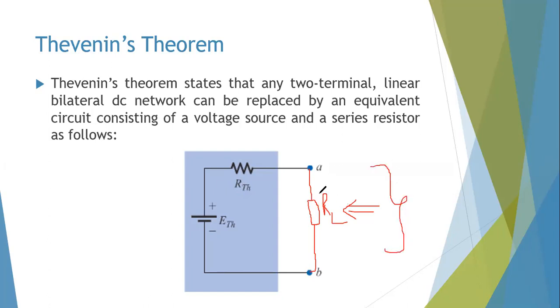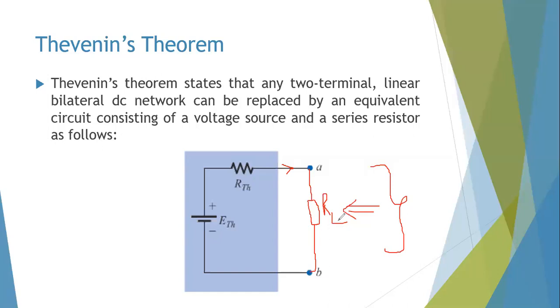If you want to find the voltage drop across RL, it's simply a voltage divider: RL over RL plus RTH times ETH. If you wanted to find what current actually flows through your load, again, it's very simple. It's ETH over RTH plus RL, because both RTH and RL are in series. So this illustrates very well.